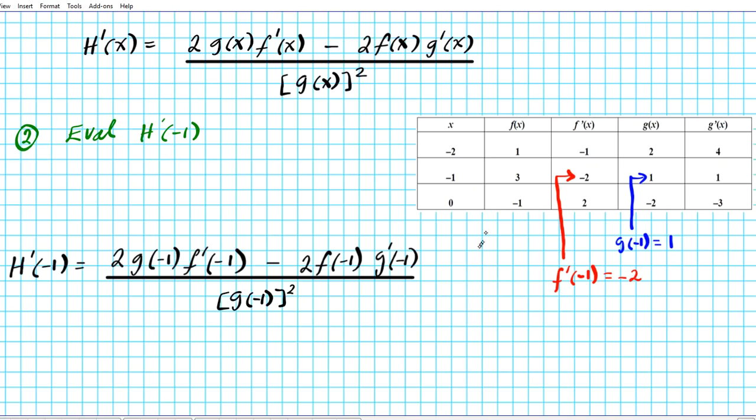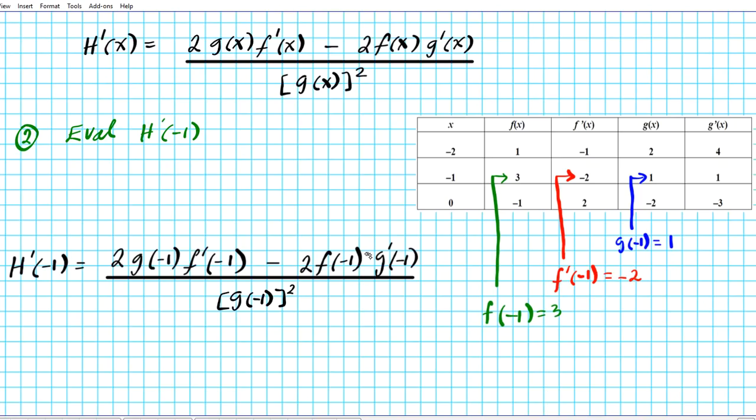Next, what are we looking for next? f of negative 1. So we have the f column here, and we're looking for where it intersects with the negative 1 input row. So that's it right here, at the intersection. This value is what f of negative 1 is. We're just using the table to find the puzzle pieces. So f of negative 1 is equal to 3.